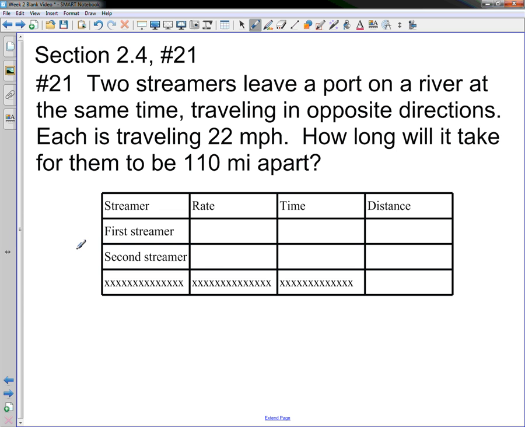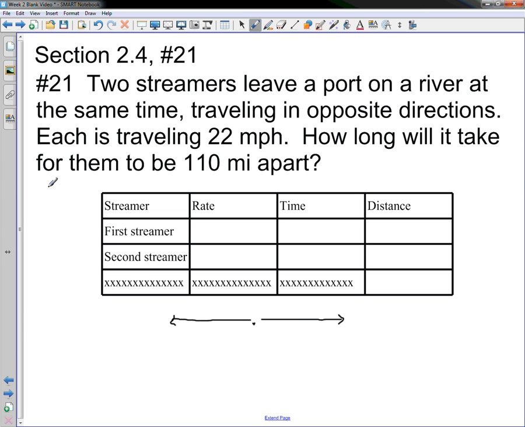So we have them leaving a port on a river at the same time, traveling in opposite directions. Each is traveling 22 miles per hour. How long will it take for them to be 110 miles apart? Okay, so the idea is we have two leaving the same spot. So they're in a spot, one's heading this direction, one's heading this direction. They left at the same time. They're traveling the same miles per hour. So that means that their distances are going to be the same. Let's see what that does for us.